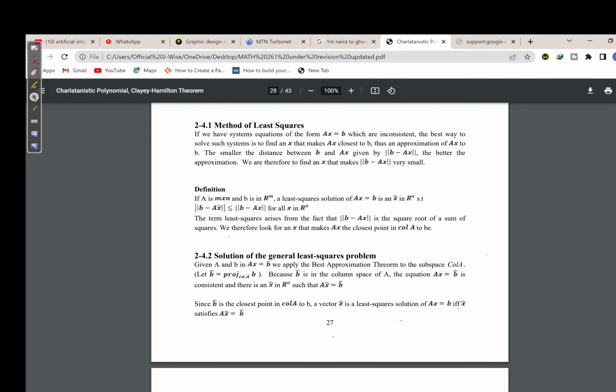Hello and welcome to this lesson in our study of linear algebra. Our topic for today is the method of least squares.